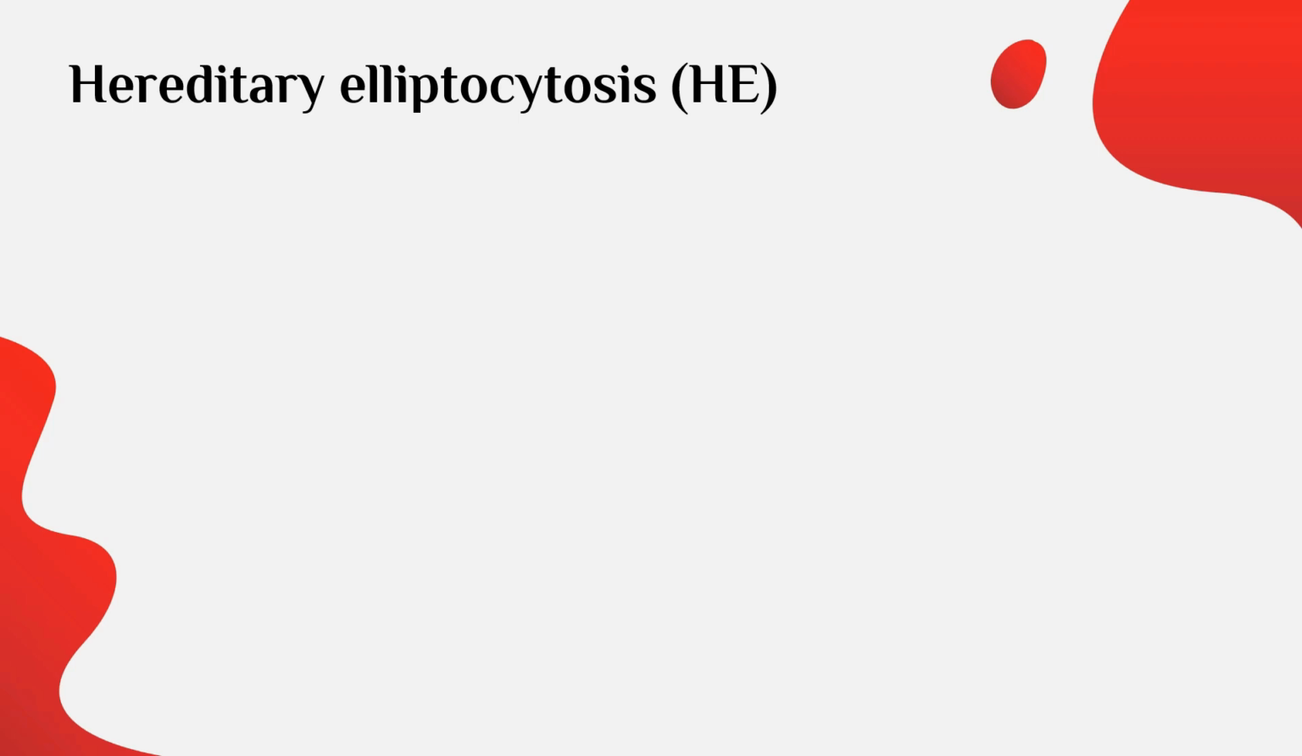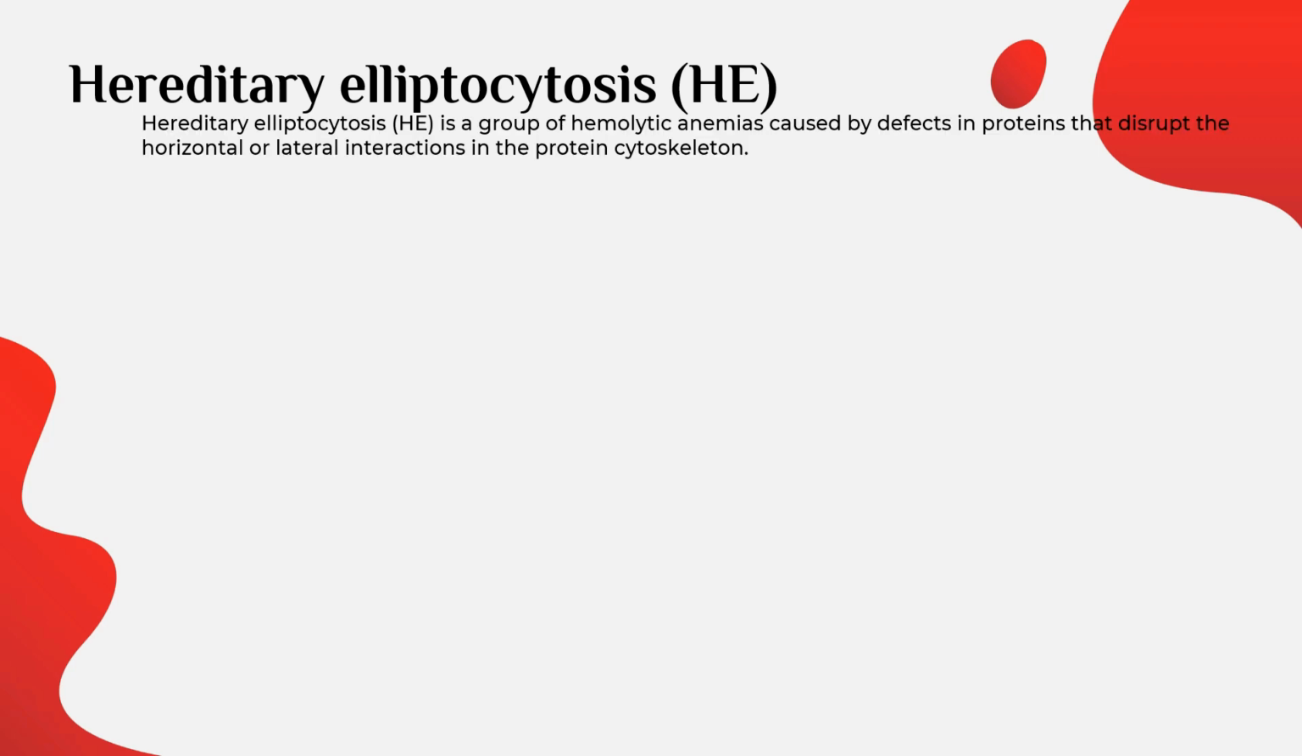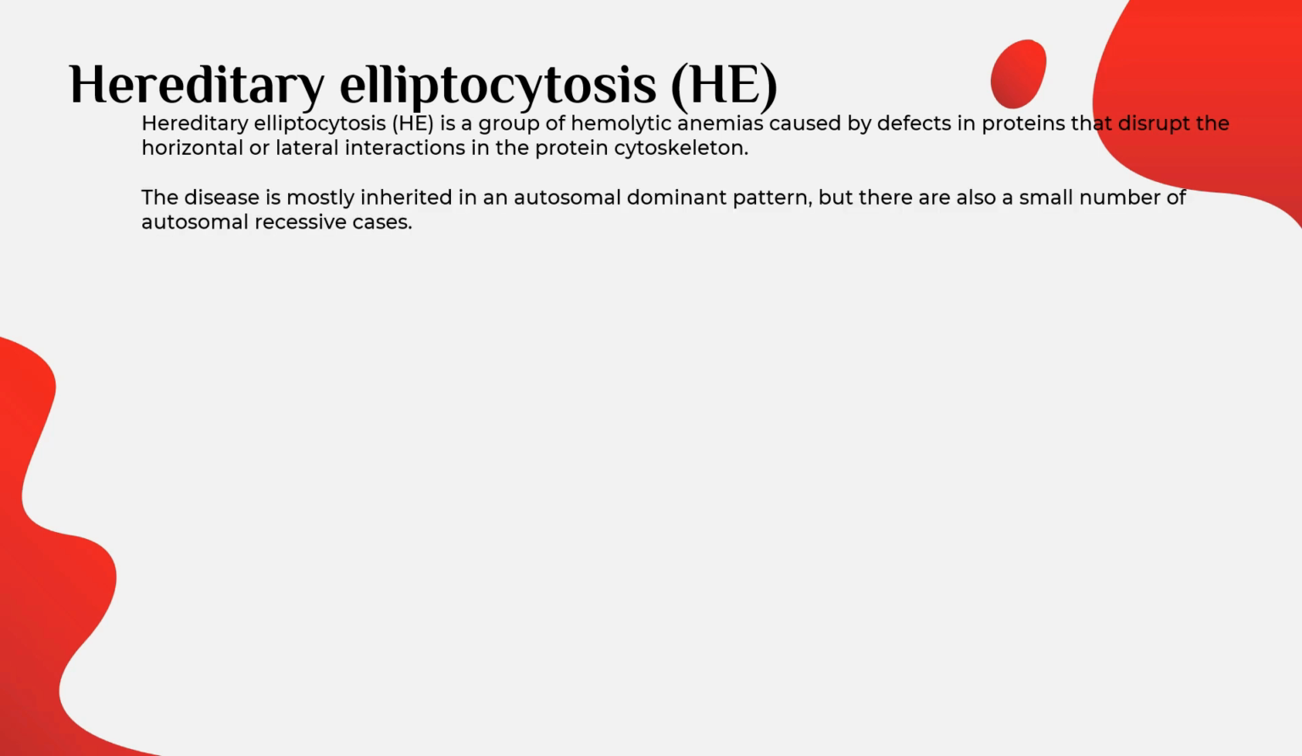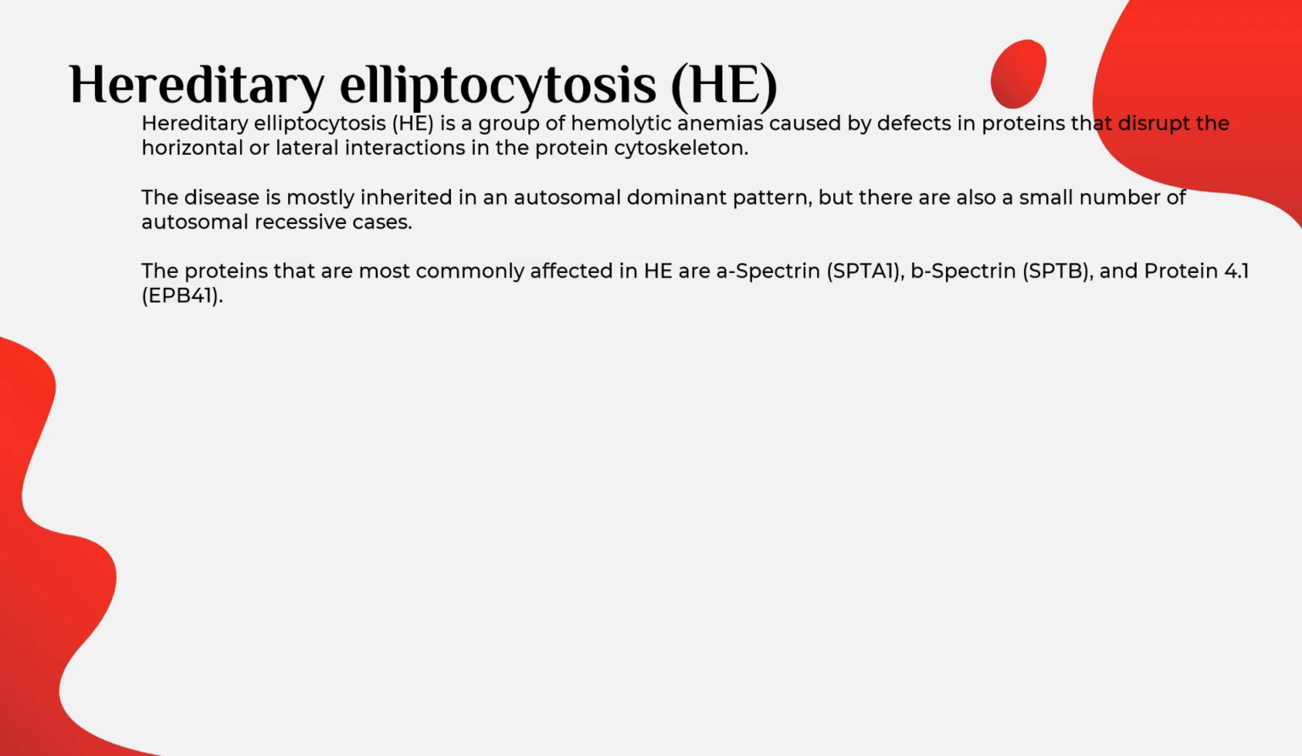Hereditary elliptocytosis. Hereditary elliptocytosis is a group of hemolytic anemias caused by defects in proteins that disrupt the horizontal or lateral interactions in the protein cytoskeleton. The disease is mostly inherited in an autosomal dominant pattern, but there are also a small number of autosomal recessive cases. The proteins that are most commonly affected in hereditary elliptocytosis are alpha-spectrin, beta-spectrin, and protein 4.1.